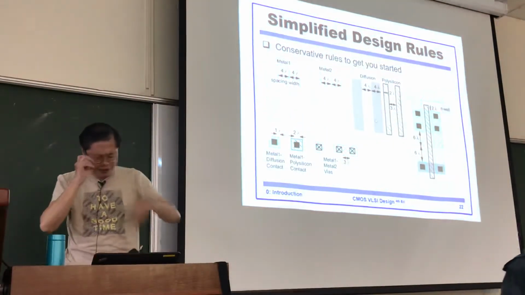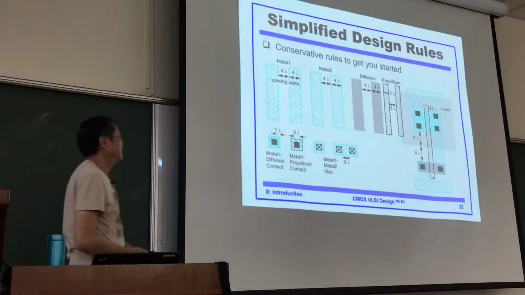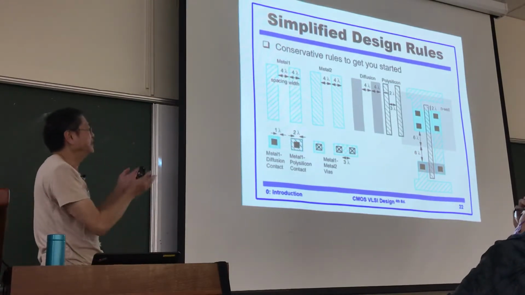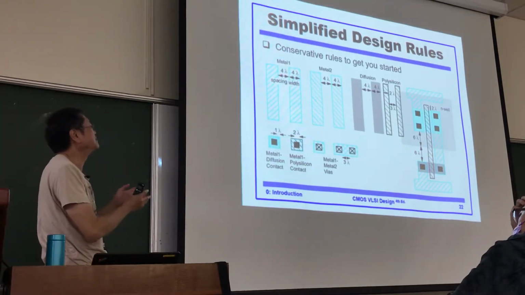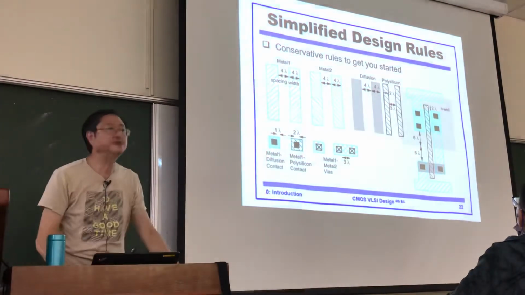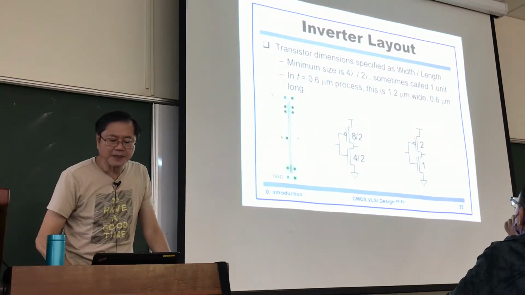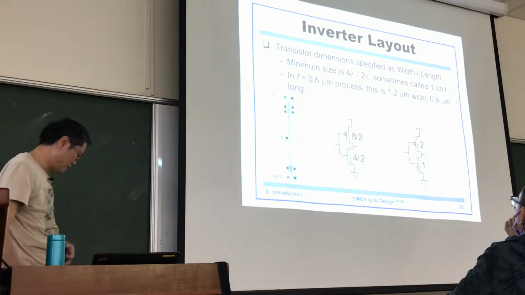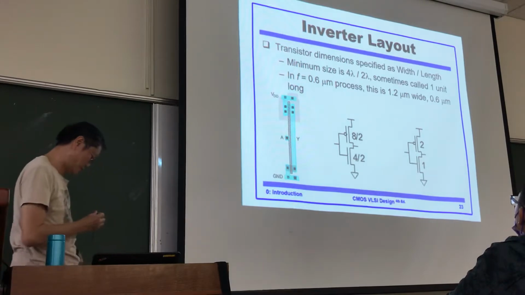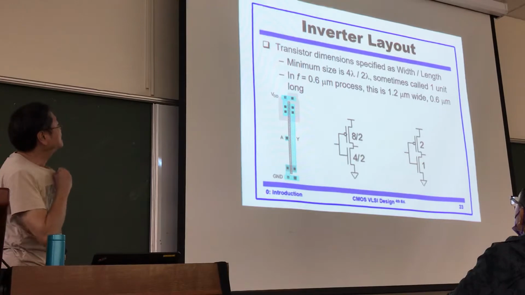Okay, as I said, you have to follow the design rule of a specific process, like this one. You will define how wide each layer is and what the minimum spacing between the same layer is, and so forth. Any question? So let's take the inverter as an example.